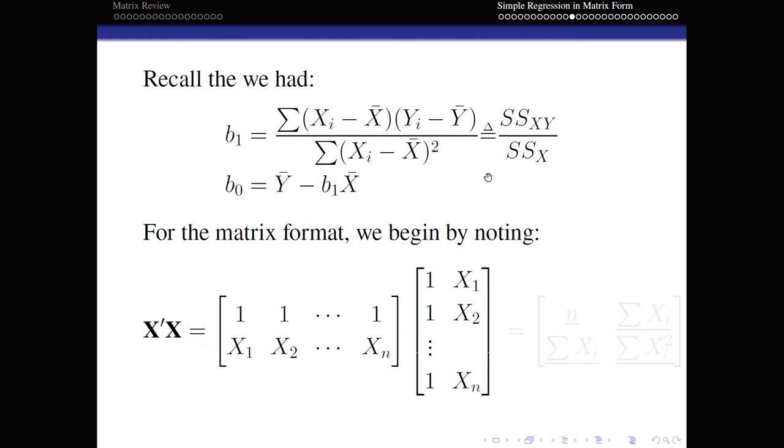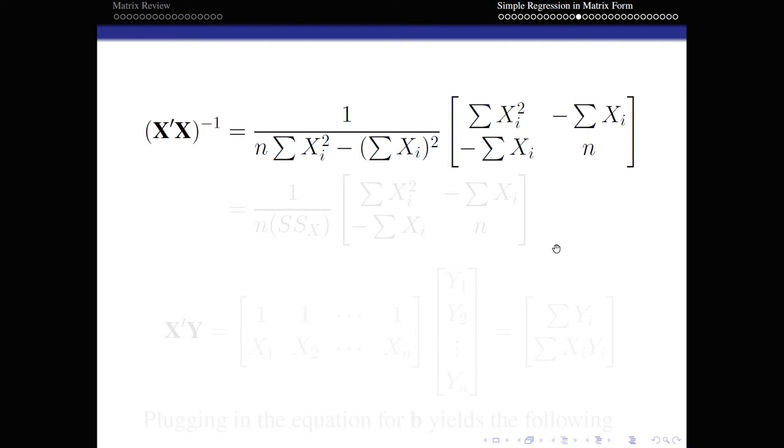For the matrix format, first I want you to notice what happens when I multiply these elements. X transpose X ends up being a square matrix. X transpose X is a P by P matrix, but in the simple linear regression case, where we just have an intercept and a single independent variable, n is in the top left, the sum of X squared is in the bottom right, and the off diagonal elements are just the sum of X. That's X transpose X.